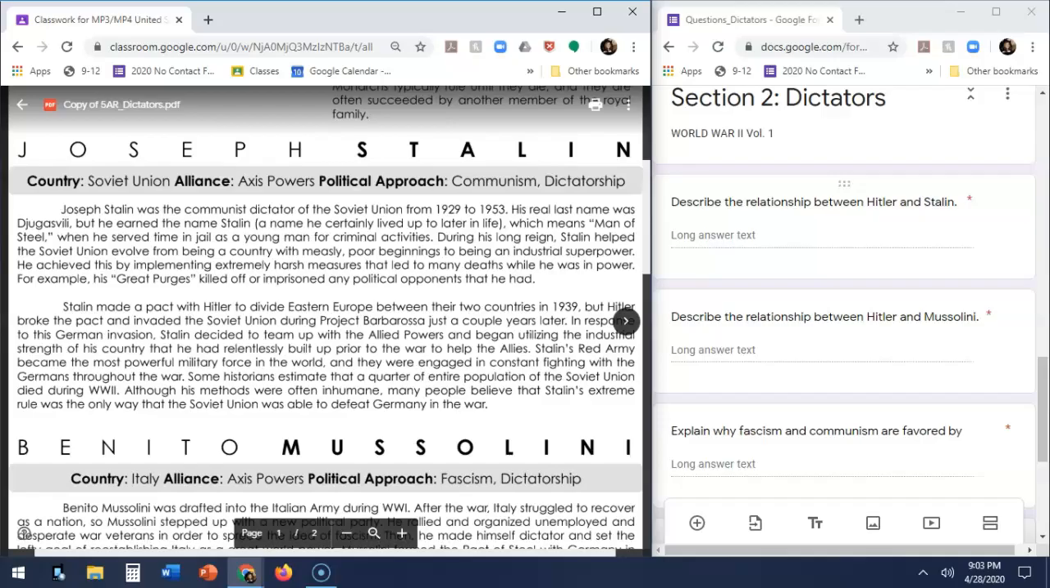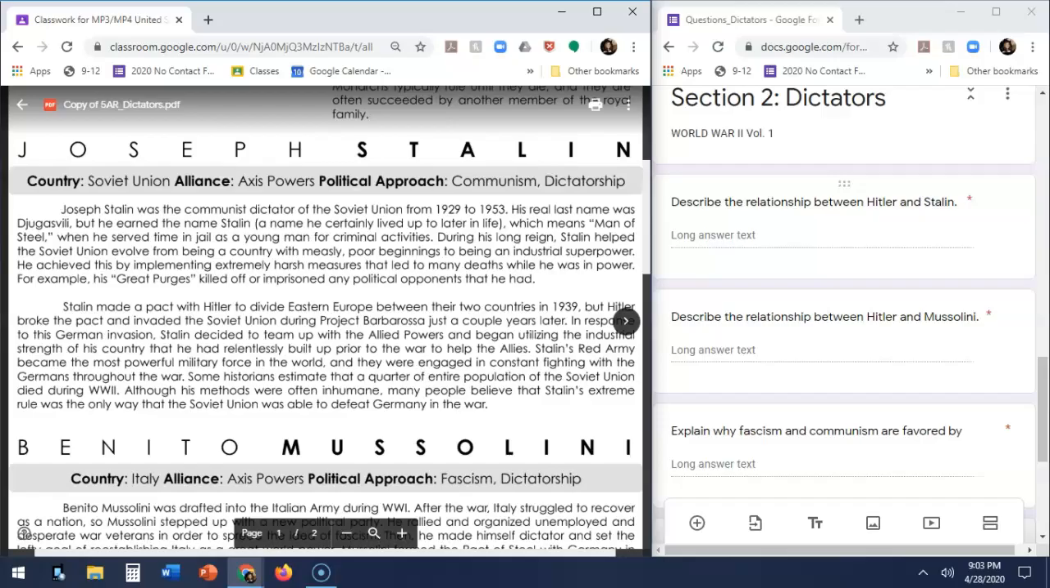During his long reign, Stalin helped the Soviet Union evolve from being a country with measly, poor beginnings to being an industrial superpower. He achieved this by implementing extremely harsh measures that led to many deaths while he was in power. For example, his great purges killed off or imprisoned any political opponents that he had.